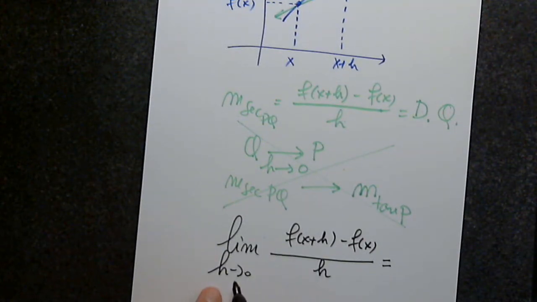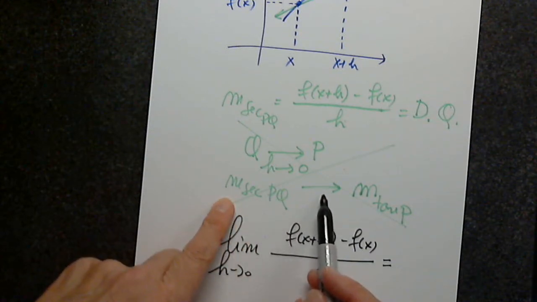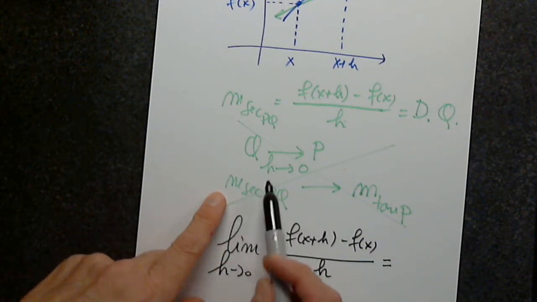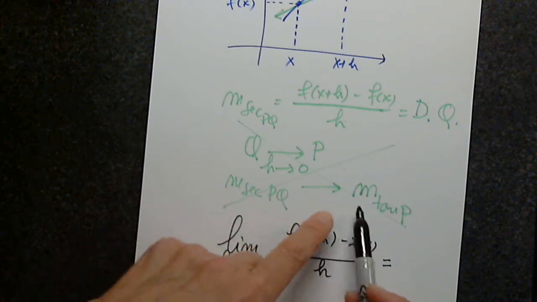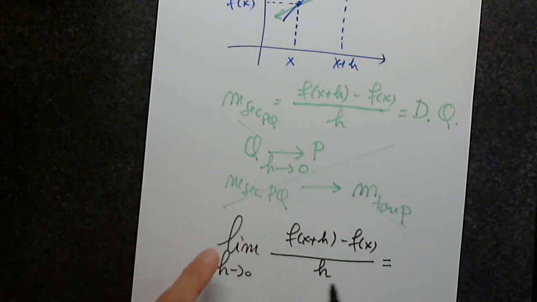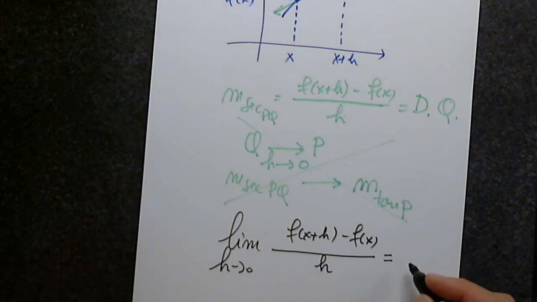This time, because I put the limit, I can write the equal symbol. Here I could not write the equal symbol. Here I could only say that when h approaches 0, the slope of the secant line approaches the slope of the tangent line at P. But now I can write the equal symbol, and what will that equal to? Indeed, the slope of the tangent line at P.